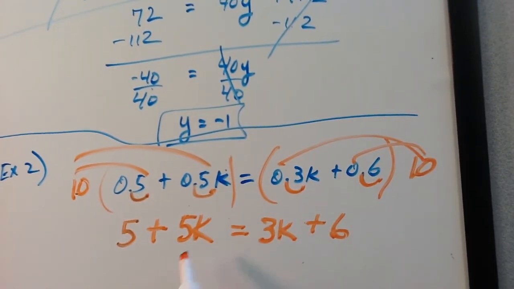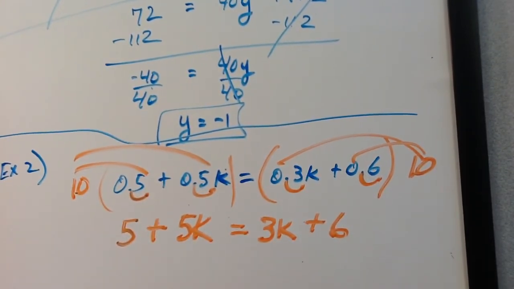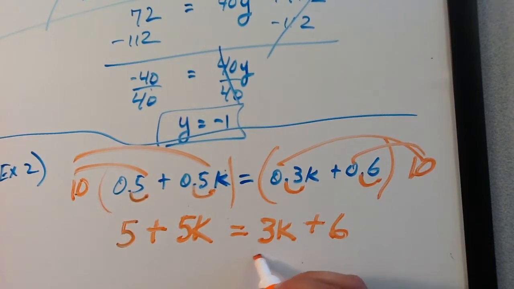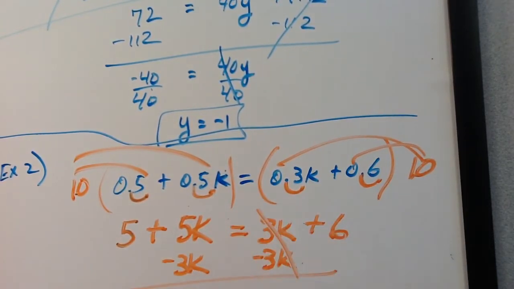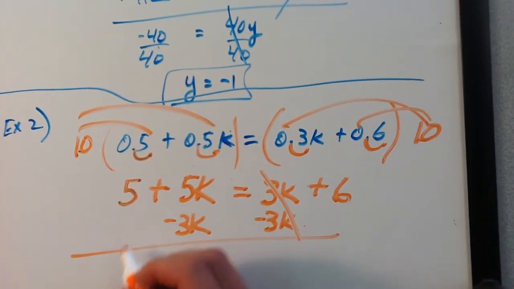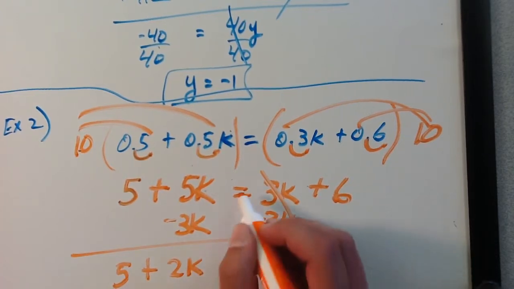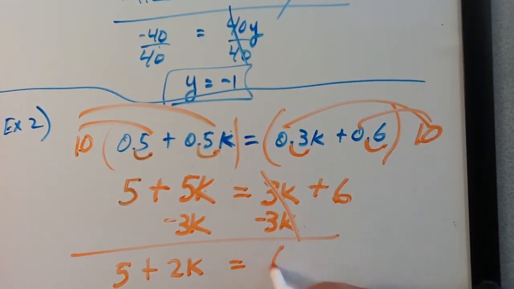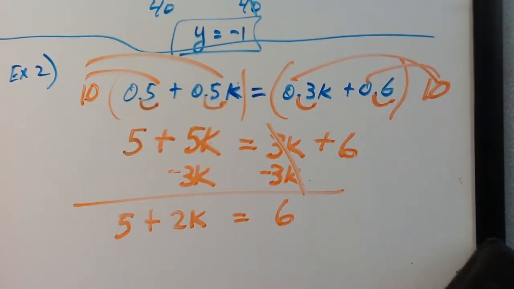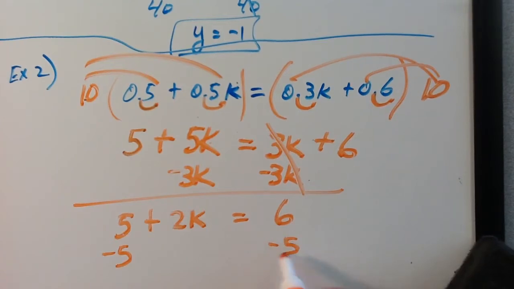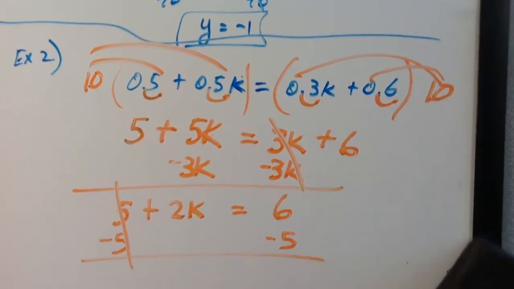From this point, the equation looks a lot cleaner and a lot easier to solve. Get the variable on one side. I'm going to move the k to the left side by subtracting 3k, so those 3k's cancel. I'm left with 5 plus 5k minus 3k, which is 2k. Bring the equal sign down. All I have left over here is 6. Since my variable is on the left side, I need to get the numbers on the right side, so I subtract 5 from both sides so that those 5's cancel.